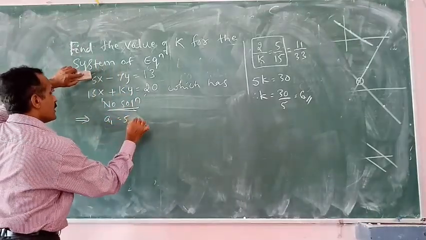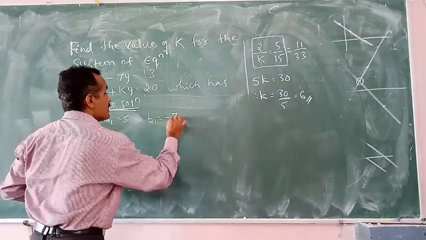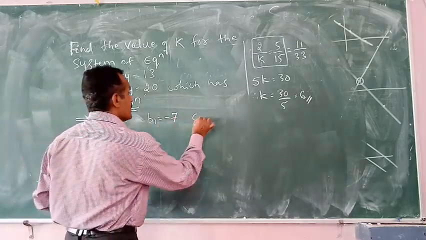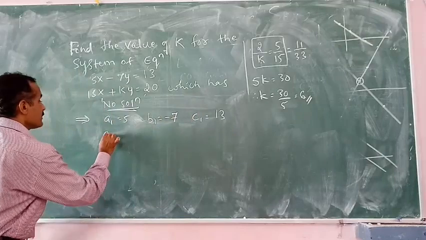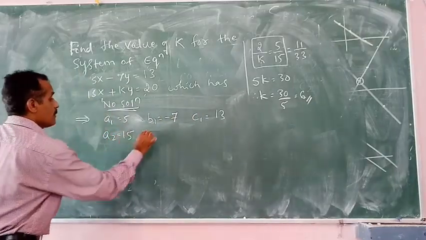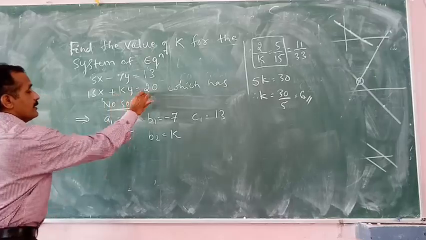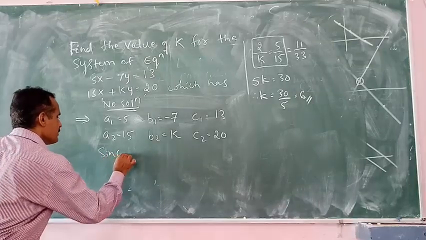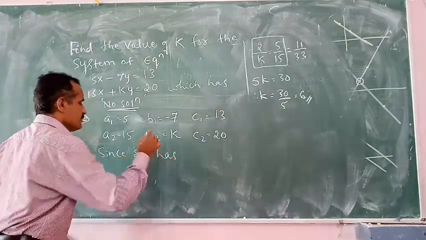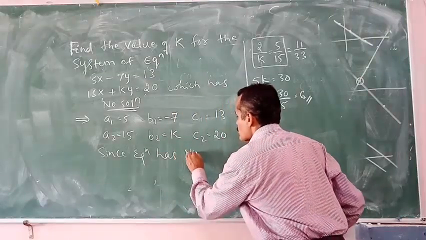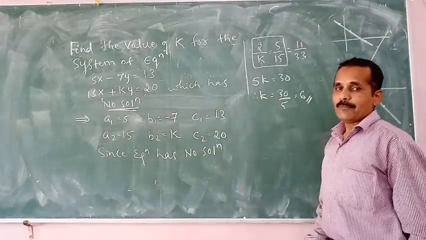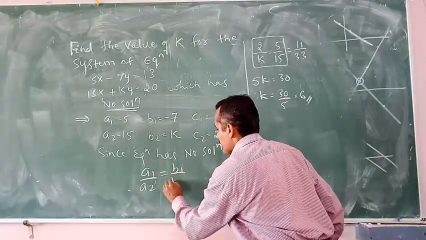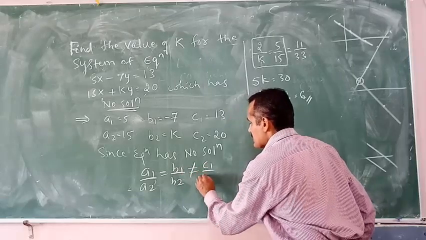a1 is equal to 5, b1 is equal to minus 7. My dear students, it is including the sign. b1 is equal to minus 7, c1 is equal to 13, a2 is equal to 15, b2 is equal to k, c2 is equal to 20. Since the equation has no solution, write the condition: a1 by a2 equals b1 by b2, not equal to c1 by c2.